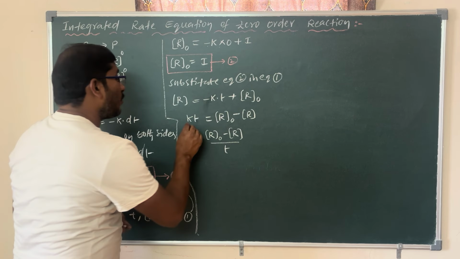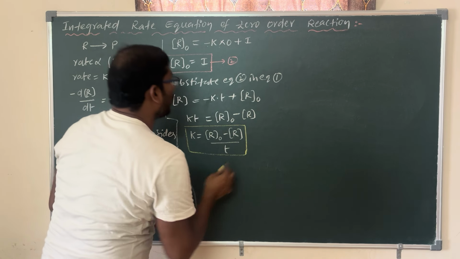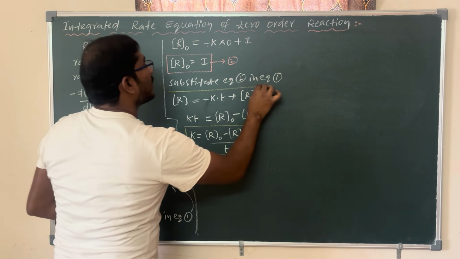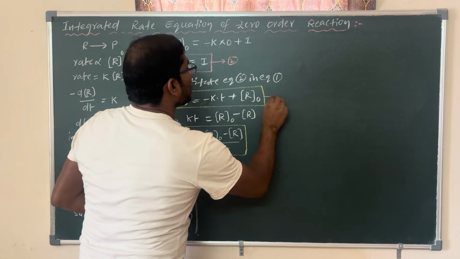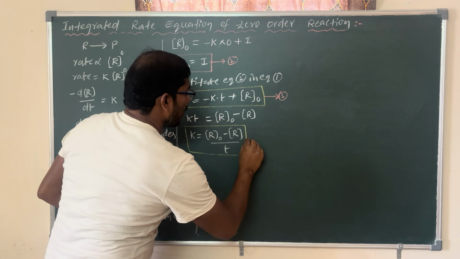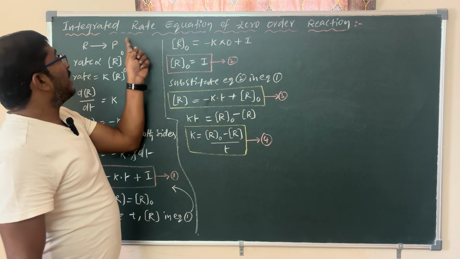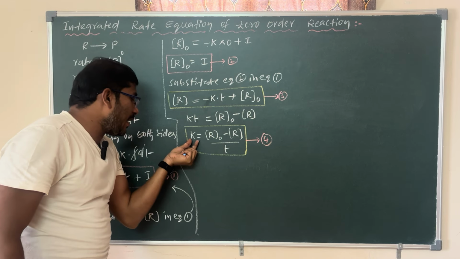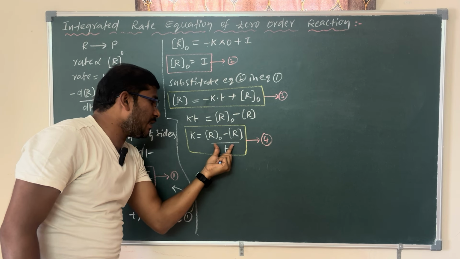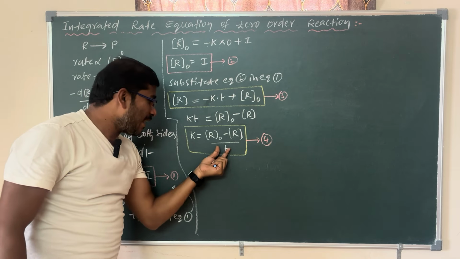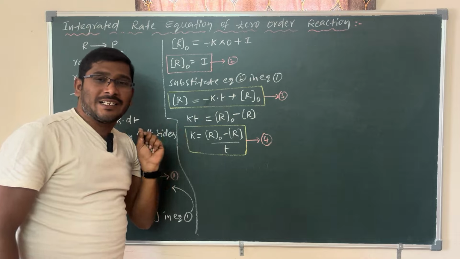Now, very important equation, students, so keep in mind. This is also a very important equation. This I am going to take as equation 3, and this as equation 4. What is the integrated rate equation of a zero order reaction? K is equal to initial concentration minus final concentration, divided by T. This is the concentration of reactants at time T, and this is the initial concentration of reactants.